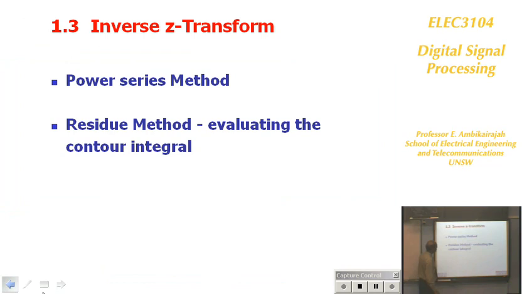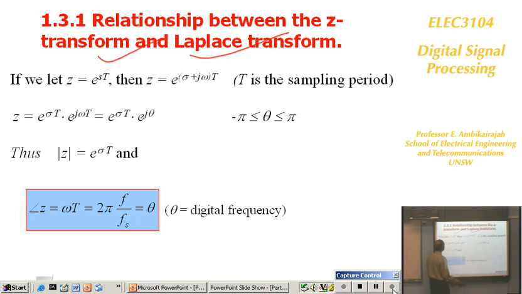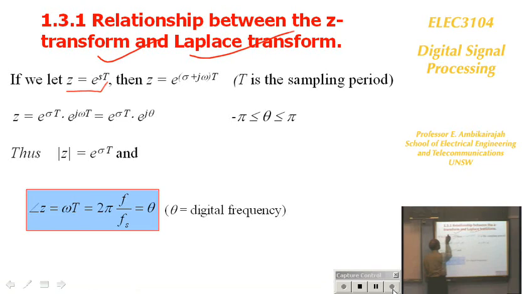Okay, we have covered that. Now we have come to the relationship between the Z transform and the Laplace transform. This is the relationship. The relationship between the Laplace transform and the Z transform is this equation: z is equal to e to the sT. T is your sampling period, yeah?